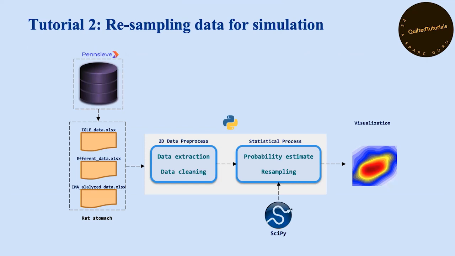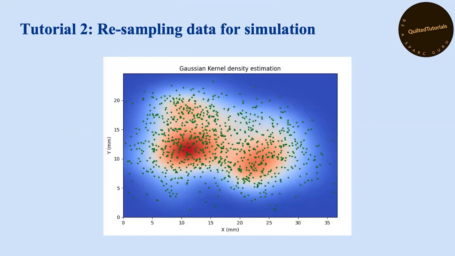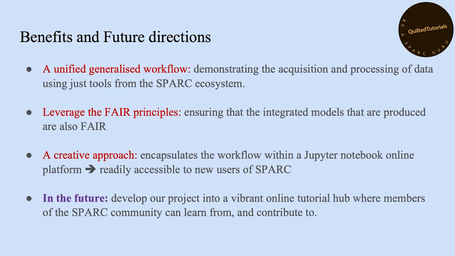Then, in the second tutorial, we make use of the same general workflow, but instead of projecting 2D data onto a 3D scaffold, we demonstrate how the 2D data can be processed for computational simulations. In our second tutorial, statistical processes are used to compute a probability density estimation of neurons on the surface of the stomach. This density function can then be used to simulate networks of neurons that are generated using data-driven probability functions.